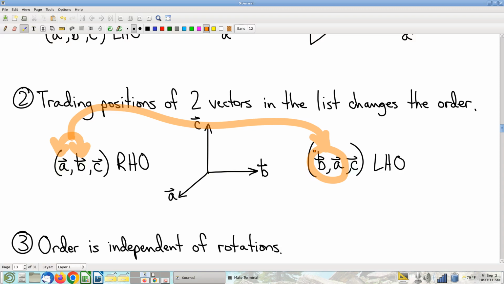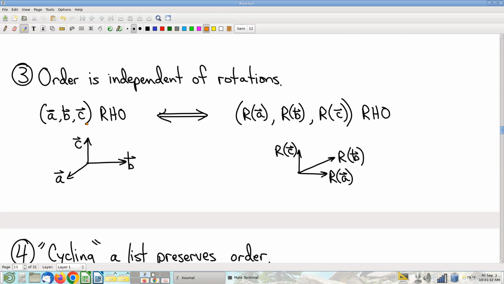So let's see if I can do this. So ABC and BAC. Right, same three vectors, but if I order them differently, right hand turns into left hand. Okay. And again, independent of rotations.